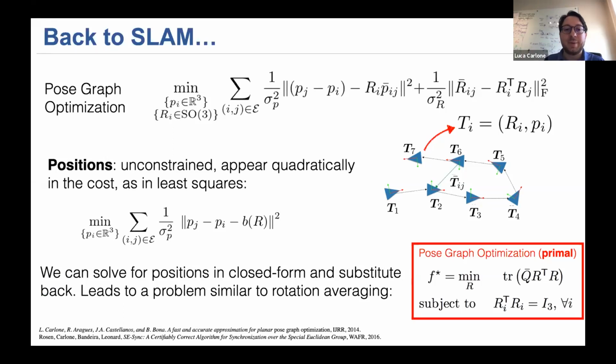And indeed, if you do the math and eliminate the position part, you end up exactly with the same structure as the rotation averaging problem that we saw in the previous slides, with the only difference that the Q bar here will have a different structure, because we'll also include information about the position measurements. So what I'm saying is that with this formulation, exactly the same convex relaxation that I was showing in the previous slides will also apply to SLAM and pose-graph optimization.